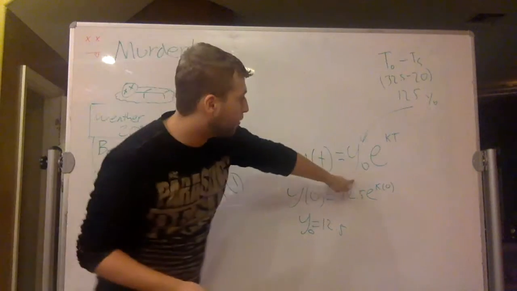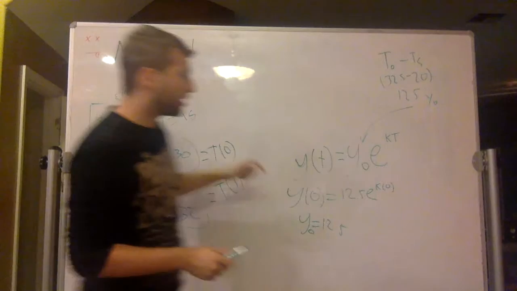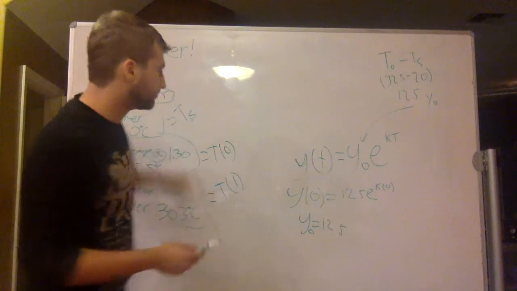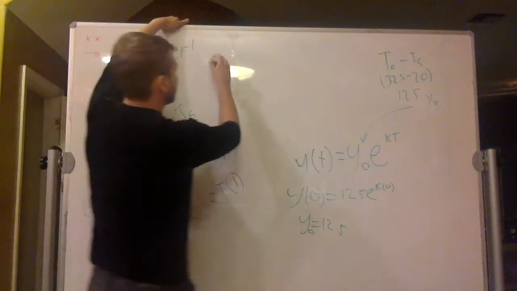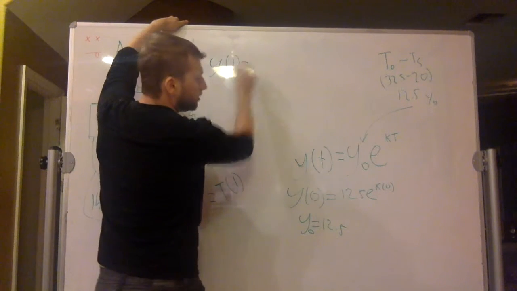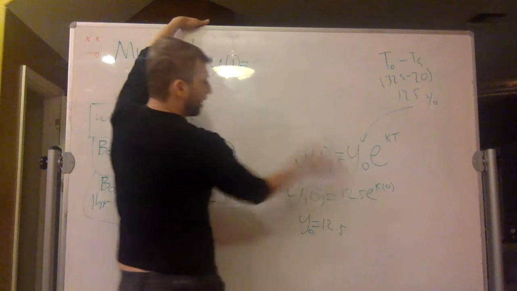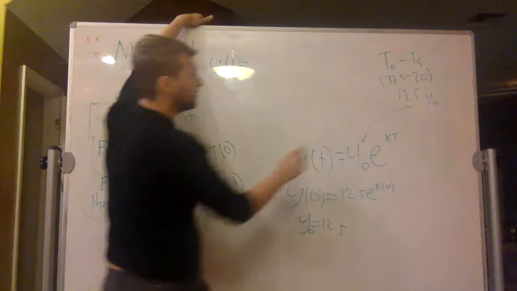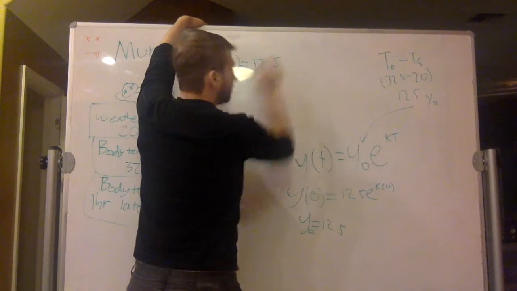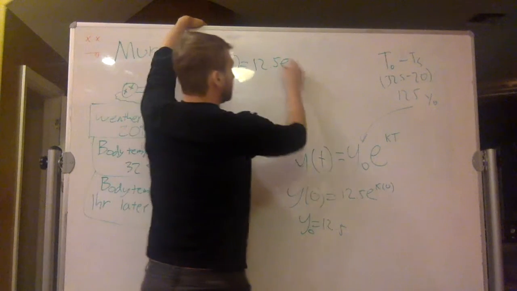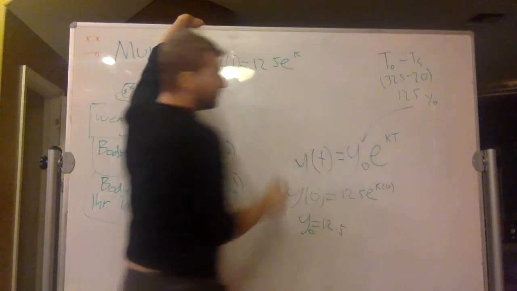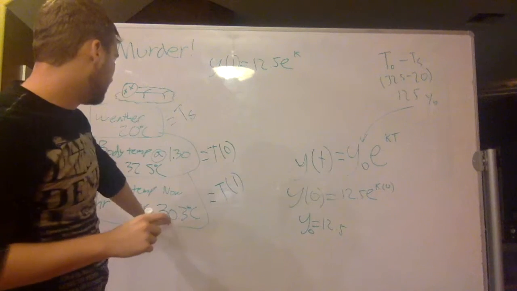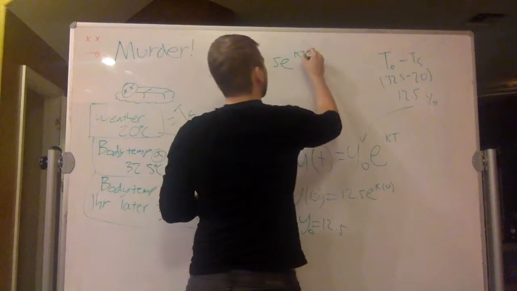But anyway, now that we have y sub 0 and we know what that is, let's try to solve for y of 1. So how that's going to work is we're going to go y of 1 is equal to y sub 0, because that's a constant, or that's one of the constants in the equation. You always have to use y sub 0, which is 12.5, e to the k, and then now we've dictated the temperature at 1 to be this, 30.3 degrees Celsius.